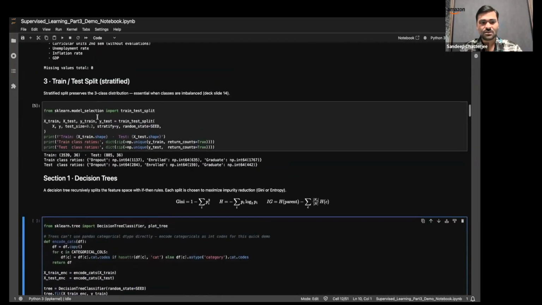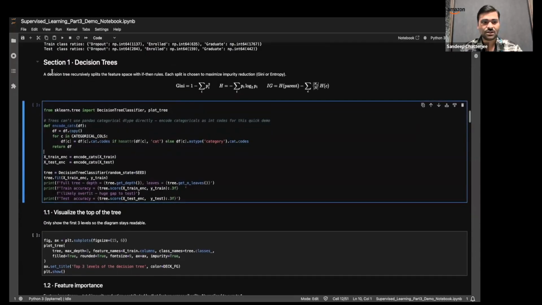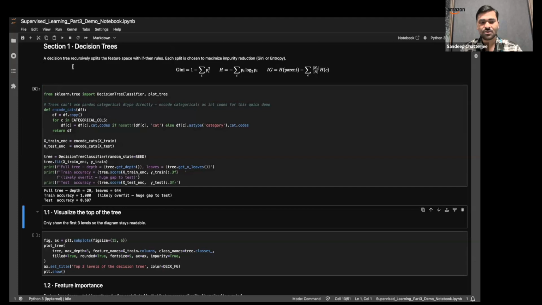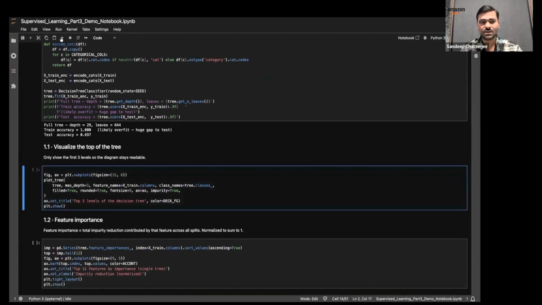Now let's go to the modeling. We start with a basic decision tree. Let's train the tree. It is fast because it was just one tree. These are the train and test accuracy. You can see that there is a gap, so this is likely an overfit.